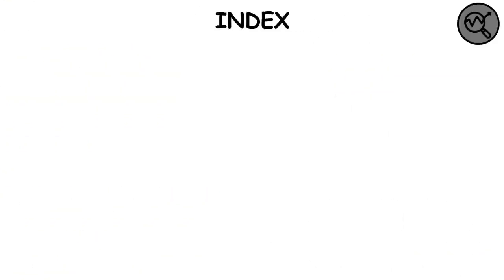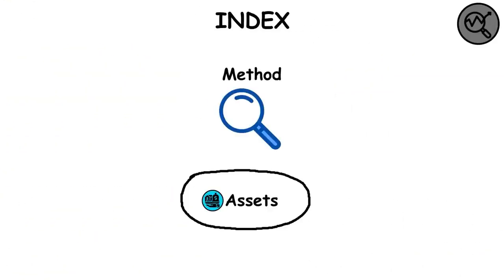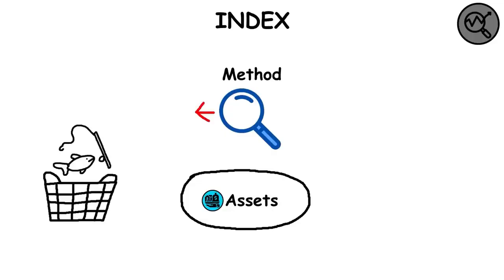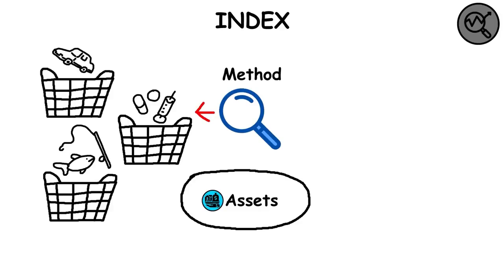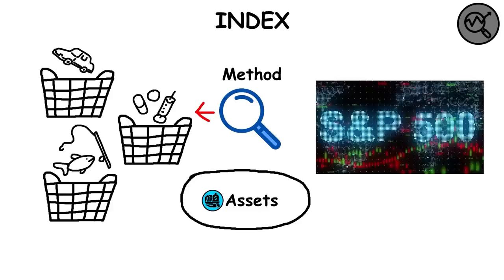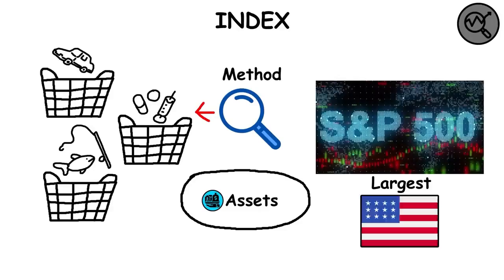Index. It's a method to track the performance of a group of assets. Indexes typically measure the performance of a basket of stocks intended to replicate a certain area of the market. The most famous index is the S&P 500, which tracks the 500 largest U.S. companies.